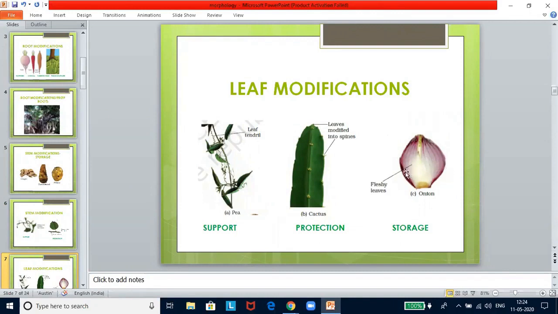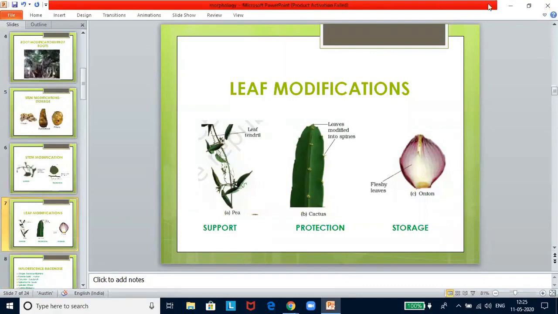For storage, if you see, it is the onion, where the fleshy leaves are getting modified. In onion there are two modifications. The leaf is getting modified into fleshy leaves. The stem is also getting modified. The entire structure is called the bulb, and it is a stem modification. Fleshy leaves are the modification for storage purpose.